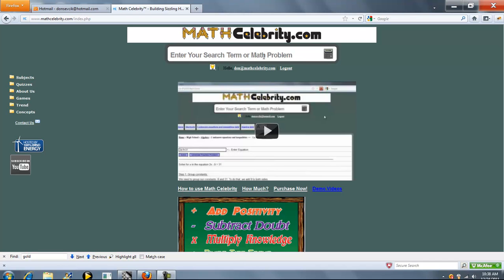This is the simple, compound, and continuous interest equation solver for mathscelebrity.com. To get there, you can type simple interest, you can type compound interest, or you can type continuous interest.